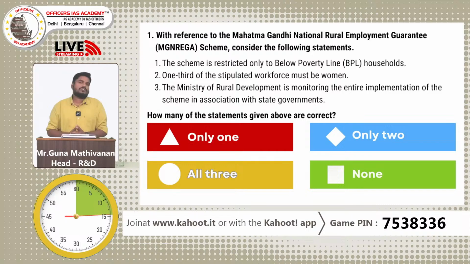I'll give you an interesting fact regarding MGNREGA. If I apply for MGNREGA, the job card has to be issued within 15 days or else an unemployment allowance has to be given. Work has to be given within 5 kilometers or else a traveling allowance will be given. This is about the MGNREGA program. So let's move on to the next.